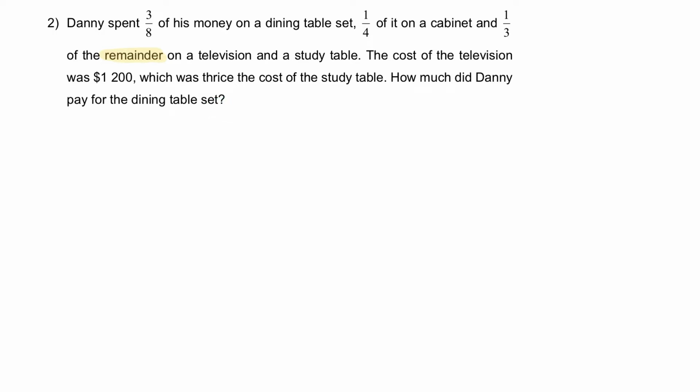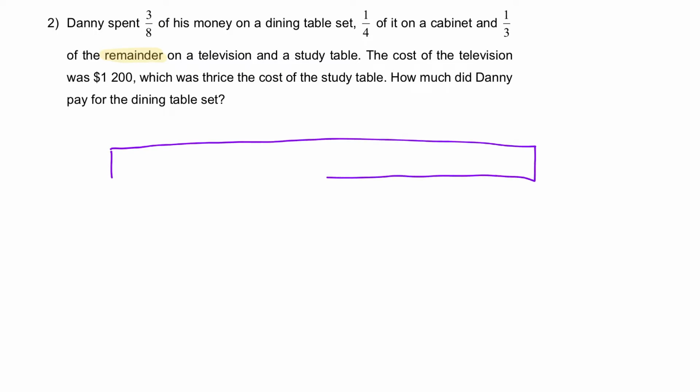For this question, they didn't ask me to find something at first. So I'm just gonna draw my model forward from the first sentence, one information at a time until the very end. Alright, so let's draw. Danny spends 3/8 of his money on a dining table set. Okay, so first information is Danny started with this amount of money. Okay, let's utilize the space.